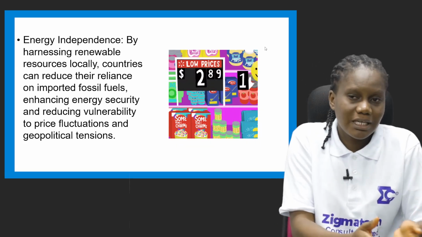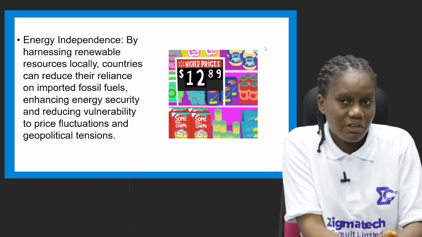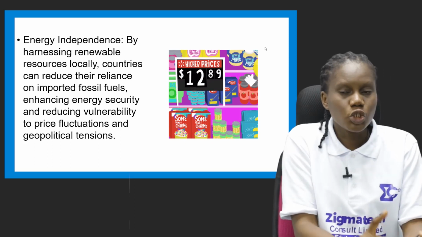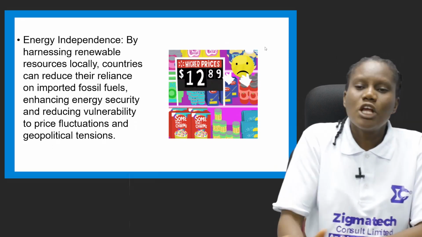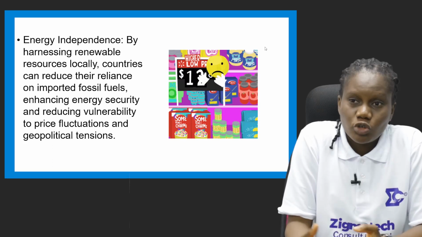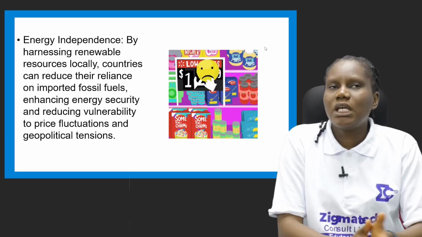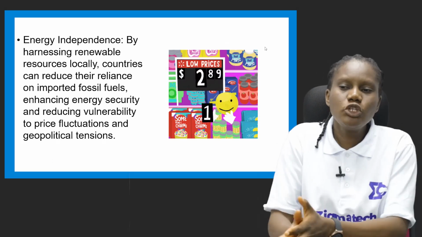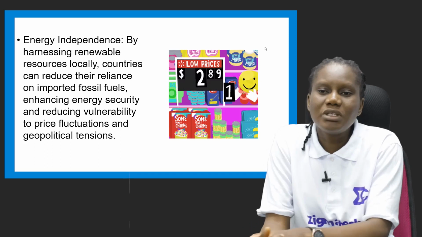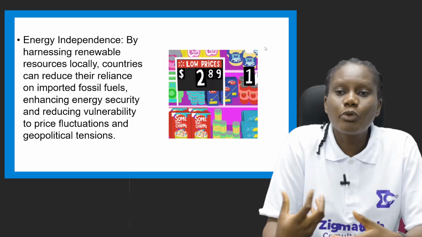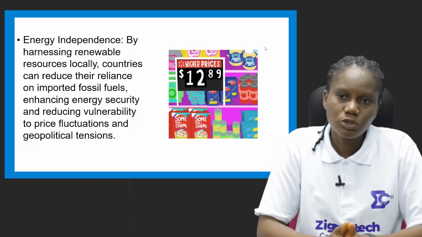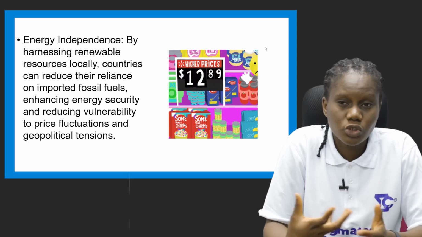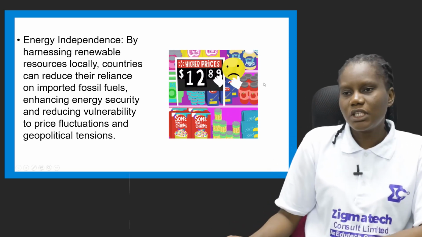We know by now that our petroleum is gotten from fossil fuel, it's part of the oil. I told us earlier that fossil fuel is divided into coal, oil, and the other. So you can see that petroleum is part of the oil, and if we can shift our dependency from fossil fuel to other renewable resources, it's going to provide energy security for us as a country, and it's going to reduce vulnerability to price fluctuations and geopolitical tensions.